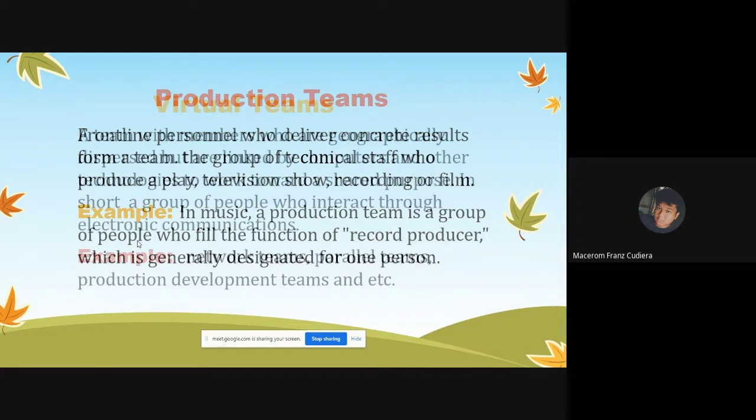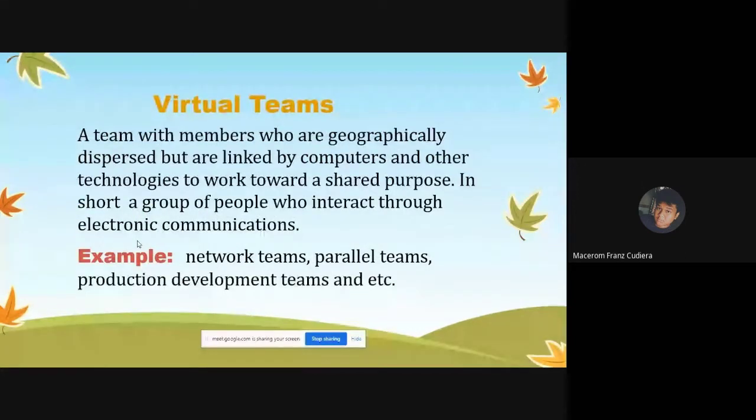Virtual teams. A team with members who are geographically dispersed but are linked by computers and other technologies to work towards a shared purpose. In short, a group of people who interact through electronic communication. Examples are network teams, parallel teams, product development teams, and so on.